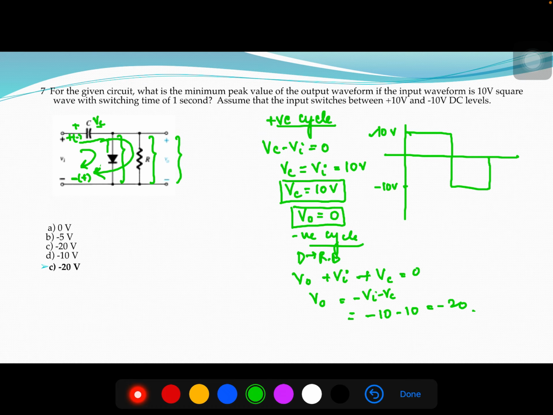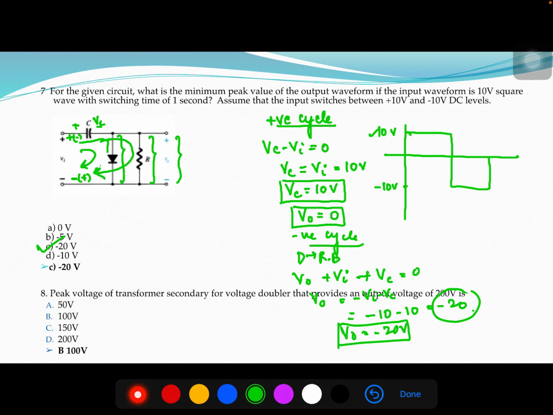So you are asked the minimum peak value of the output waveform. The minimum peak value of the output waveform is minus 20 volt. So the option is C. Okay. I hope that you have understood the concept of clamper. Now let us see another question.